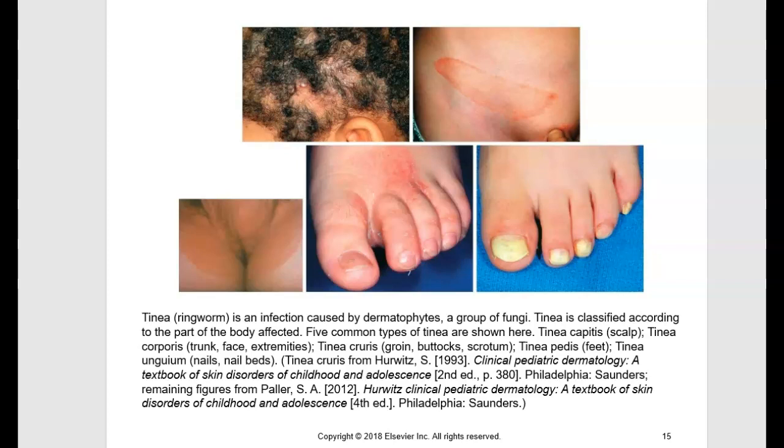Also, if you see any medications that end in azole, azoles, that should be a clue to you that you're dealing with an antifungal medication.